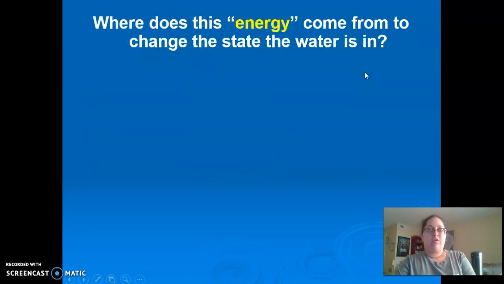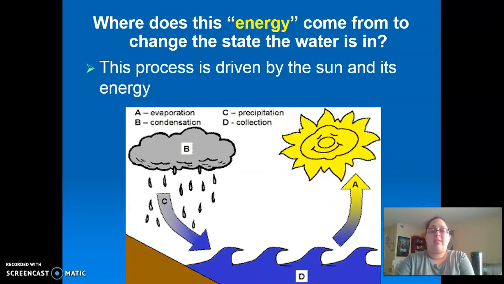Okay. So where does this energy come from to change the state that water is in? Well, in nature, this process is driven by the energy that we get from the sun. So, we have water in its liquid form. Heat from the sun evaporates that water, and it goes up into the air. Eventually, the water begins to cool, and therefore it condenses. So energy is removed from it, and it begins to condense. And then when more energy is removed from it, that water vapor turns into precipitation or rain, and it falls to the earth. And then it collects in the ocean and then goes back to evaporation.